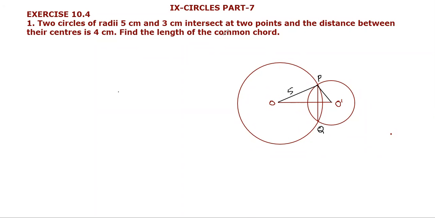Part 7, exercise 10.4, NCERT. There are two circles intersecting each other, and the distance between the centers is 4 centimeter.